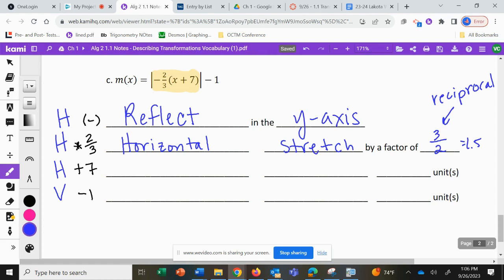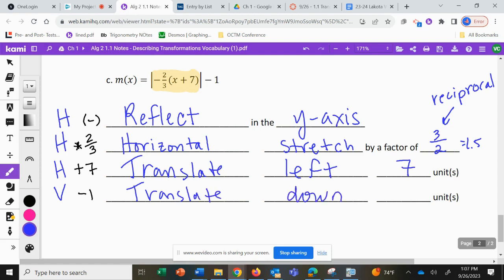All right, next is horizontal. So this is translate left 7 and translate down 1.